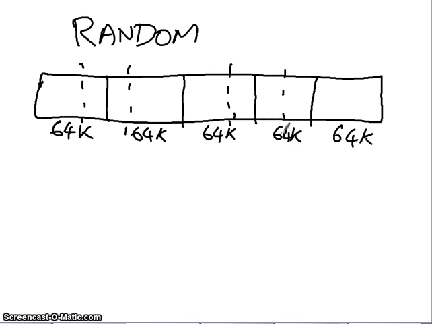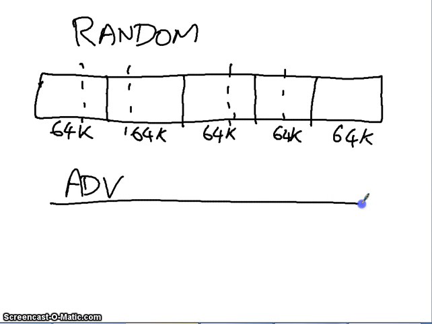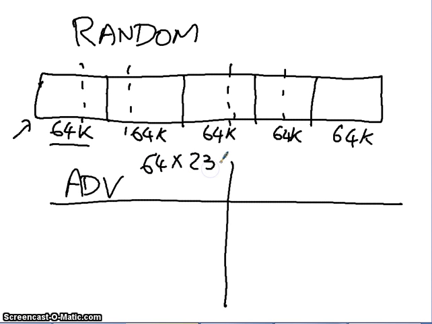Okay? Now, the advantage of this is, if I want to find something, it's a piece of cake. If I want a record, all I do is, I know the start point. I know that every single record is 64K in size. So if you want record number 23, you do 64 times 23. I don't know what the answer is, but that will give you the right record number.